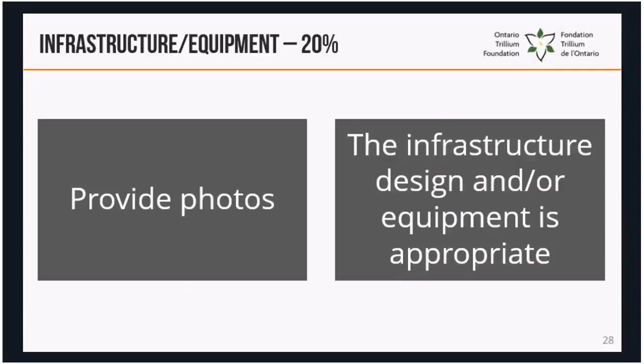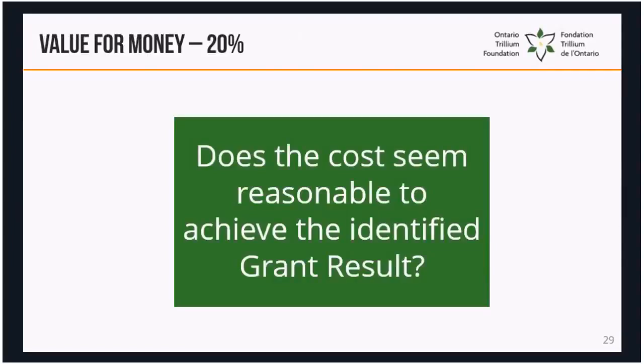Infrastructure/equipment. Friendly reminder, you need at least 1 photo for all capital requests. Appropriate means that the need for the project is clearly explained in the application. For example, in a town that already has a community theater space, you would need to explain why it is appropriate. Does the cost seem reasonable to achieve the identified grant result?